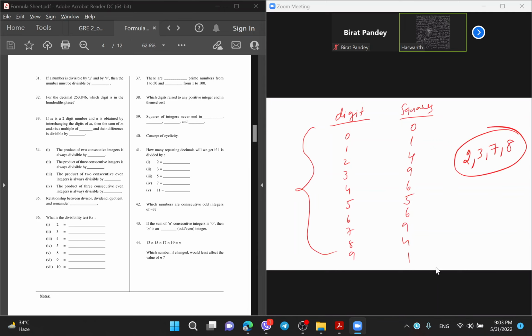So the square of an integer will never end in 2, 3, 7, 8. If it is a perfect square number, its units digit will not be 2 or 3 or 7 or 8. Any of these four numbers will not be present in the units digit. The square of an integer will never end in 2, 3, 7, 8.